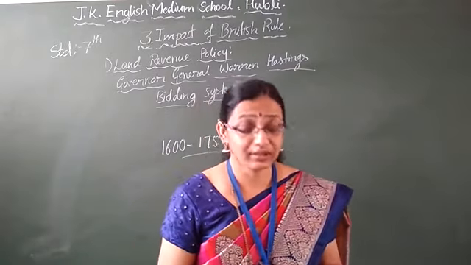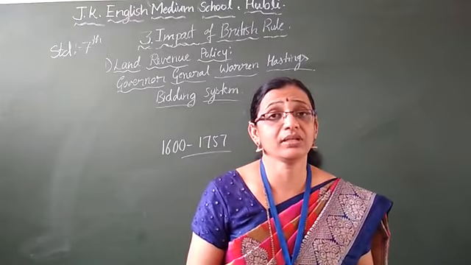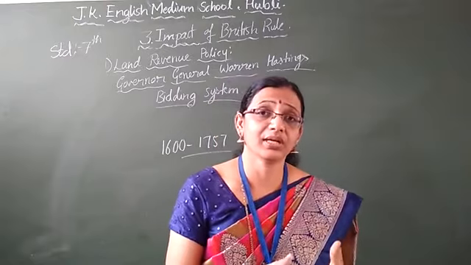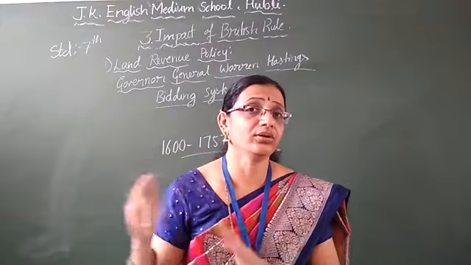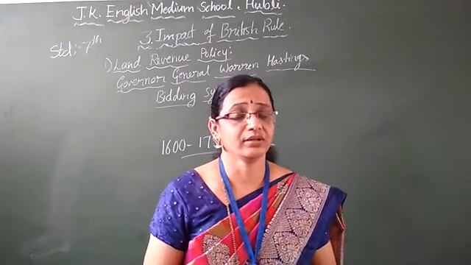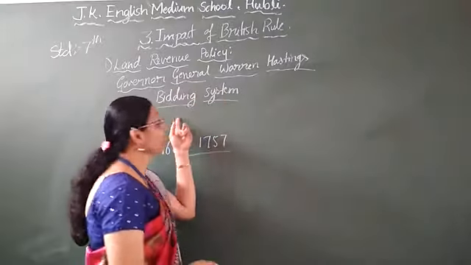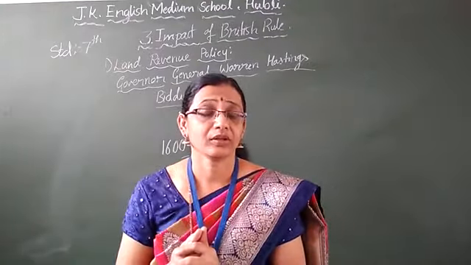Follow, children. Like that they made the system, called the zamindar system. The zamindar was the head and leader of that village. He collected the tax on behalf of the British and handed it over to the British government. So what did the bidding system mean? Whoever bid the higher amount.